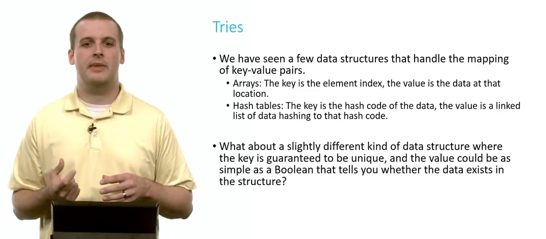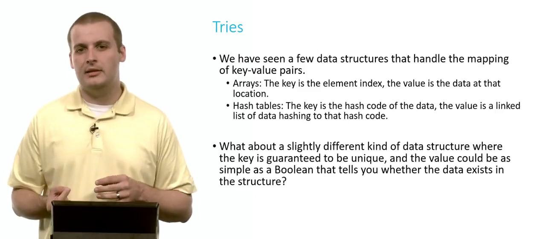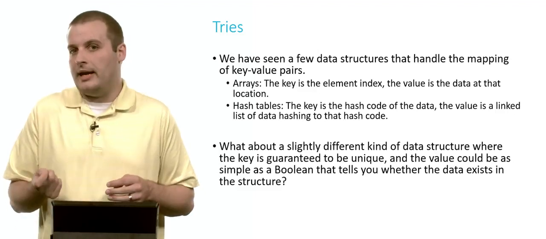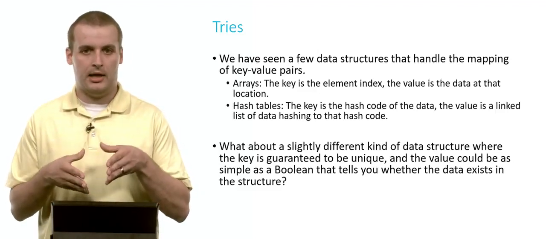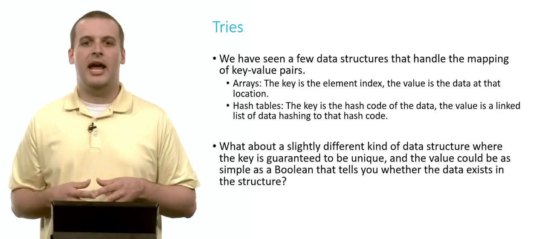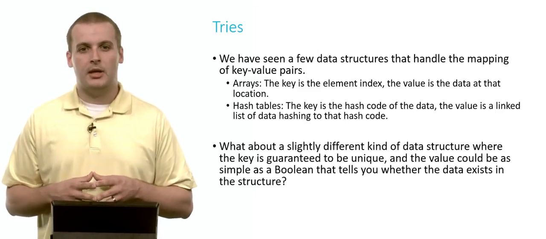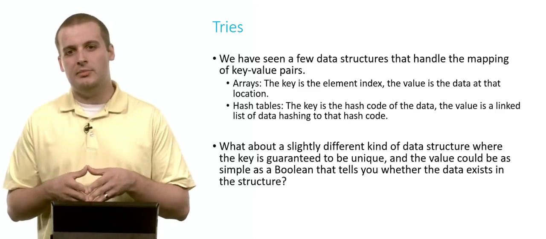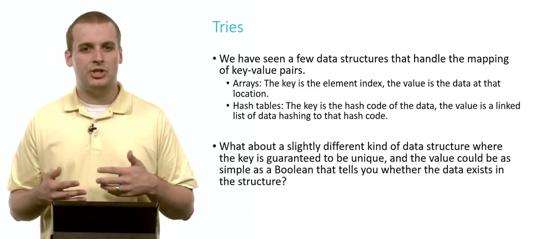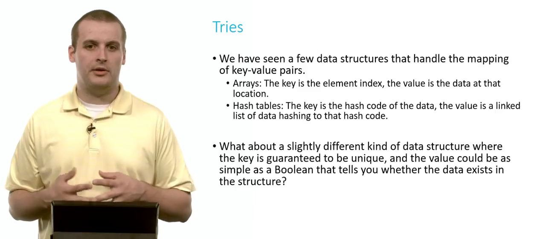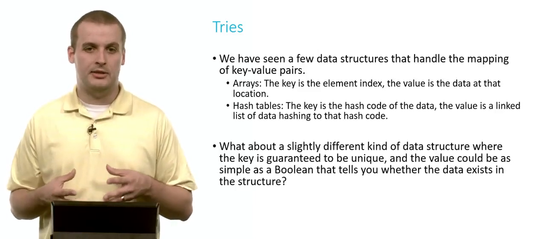What about another approach, though? What about a method where the key is guaranteed to be unique, unlike a hash table where we could end up with two pieces of data having the same hash code, and then we have to deal with that by either probing or, more preferably, chaining? So now we can guarantee that our key will be unique. And what if our value was just something as easy as true and false that tells us whether or not that piece of information exists in the structure? A Boolean could be as simple as a bit. Realistically, it's probably a byte more likely than a bit. But that's a lot smaller than storing maybe a 50-character string, for example.